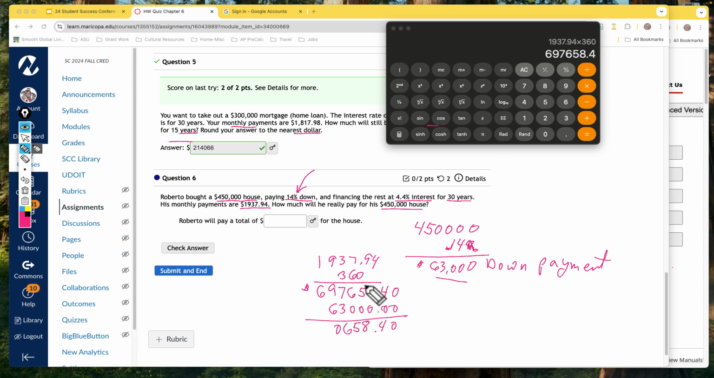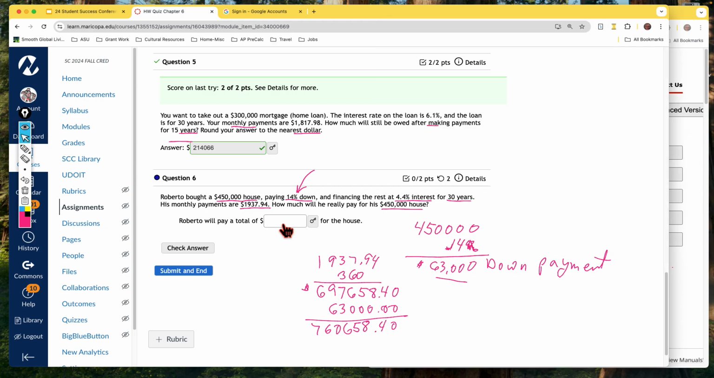You could do the old school adding by hand, or you can put it in your calculator. I come up with 760,658. Now, he also probably, when he borrowed the money, paid the closing costs, but they didn't include that in this story, so that's all we can calculate. They didn't ask about the interest, so we didn't have to subtract off the loan or anything. They just want to know total paid. So that's the down payment plus all that he paid for the mortgage, $760,000. We can enter that here.